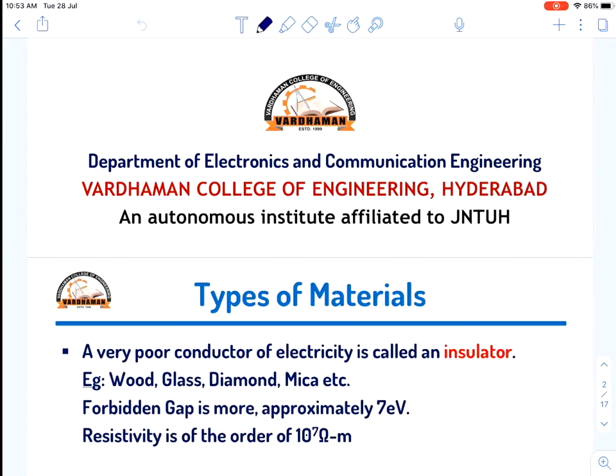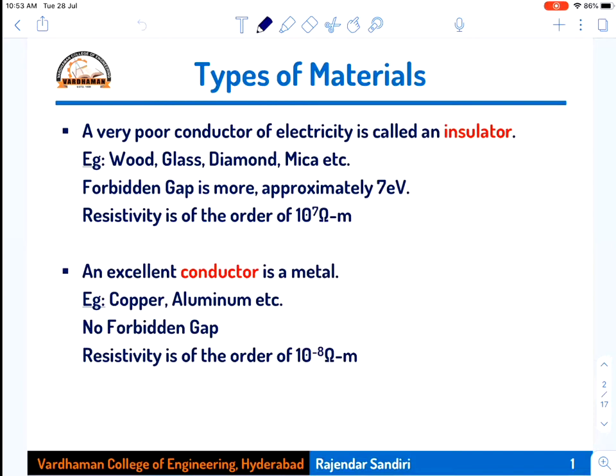Okay. So before going to that, we will revise the topics that you have studied in physics already. That is the different types of materials. You already know the materials are of three types: insulators, metals or conductors, then semiconductors. On what basis these three are classified, we'll see.